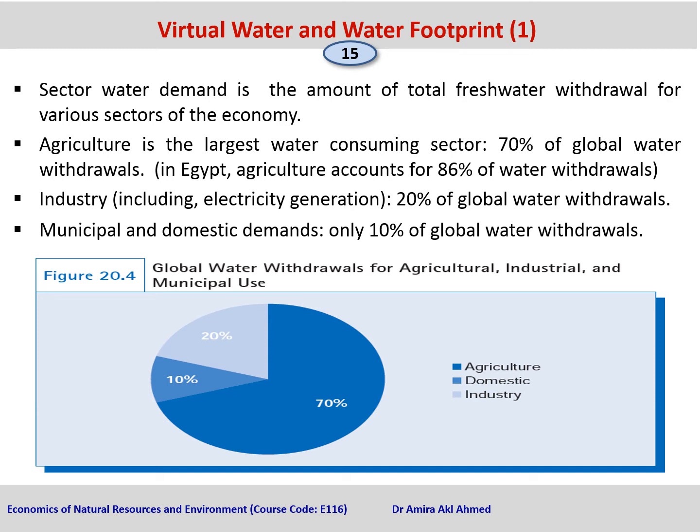These percentages are global averages, but they vary significantly from country to country. In the developing world, freshwater withdrawals are often mostly used for agriculture. For example, agriculture accounts for 86% of water withdrawals in Egypt.